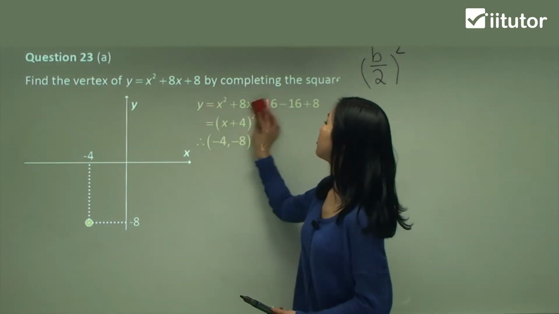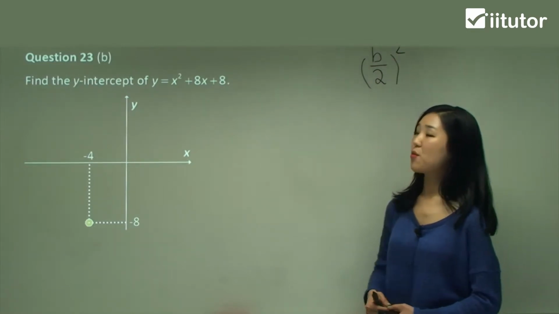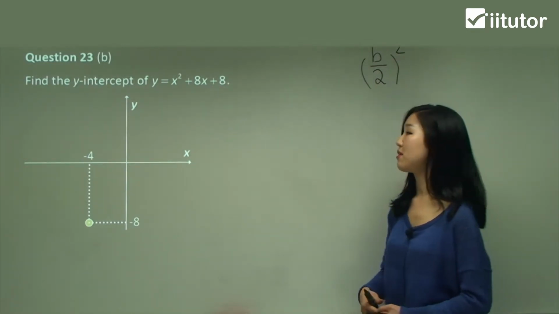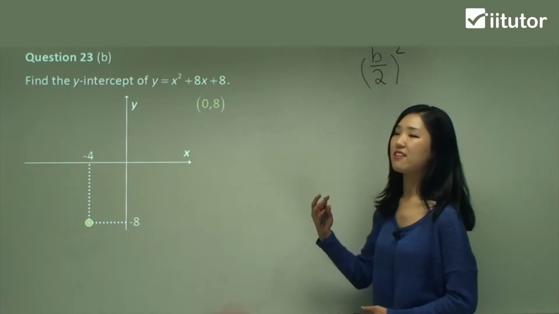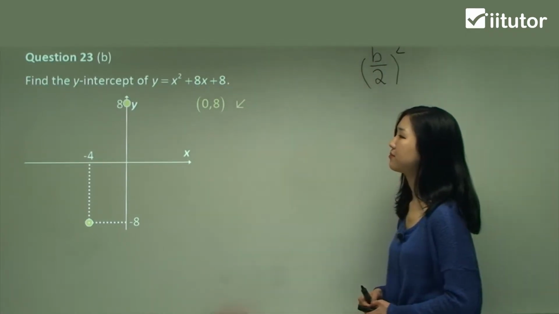That's pretty much it for A. And then B, find the y-intercept. Sub in x equals 0, and you should get 8 as y. So the coordinates will be 0, 8. So let's plot that in.